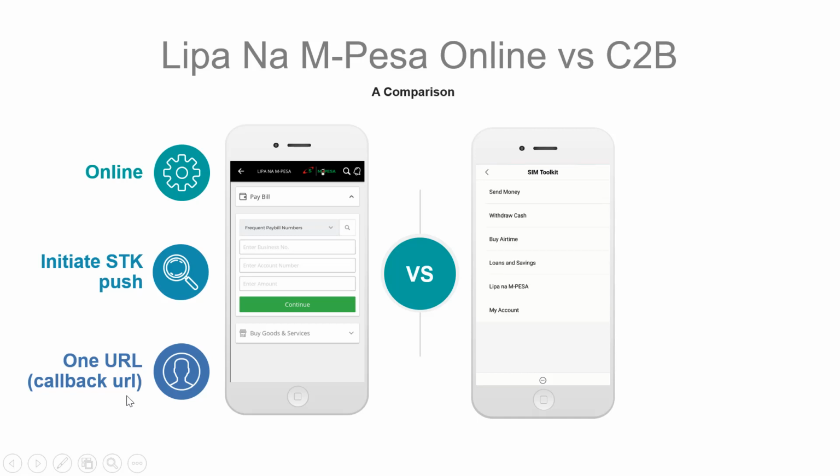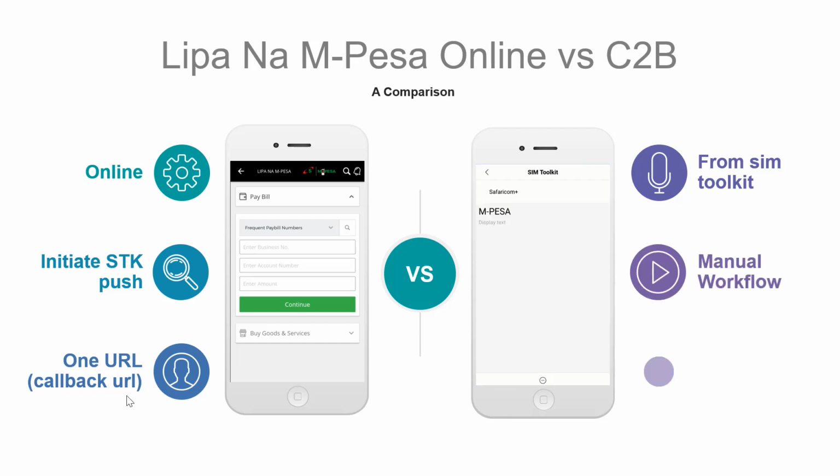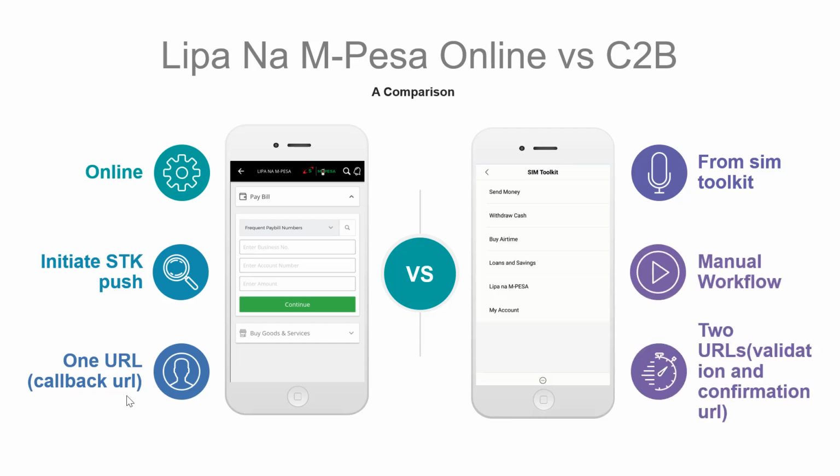Yesterday, if you saw in the code, we just used the callback URL. However, when it comes to C2B, first of all, this is done directly from the SIM toolkit. Somebody goes to their phone, opens up the SIM card application, goes manually to Mpesa, selects pay bill, and then manually enters the details. So it's more or less a manual workflow. And in C2B, we usually have two URLs, one called the validation URL and a confirmation URL, and we'll look extensively into that. Again, guys, this is very important to know and to differentiate, because it's usually a big headache for people to initially understand.